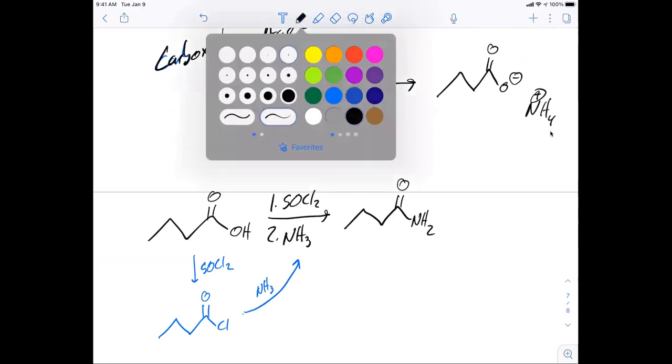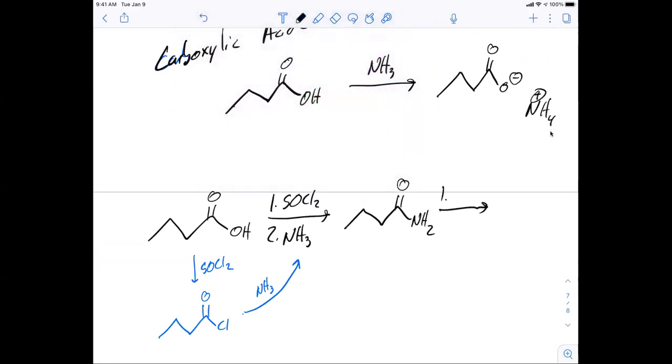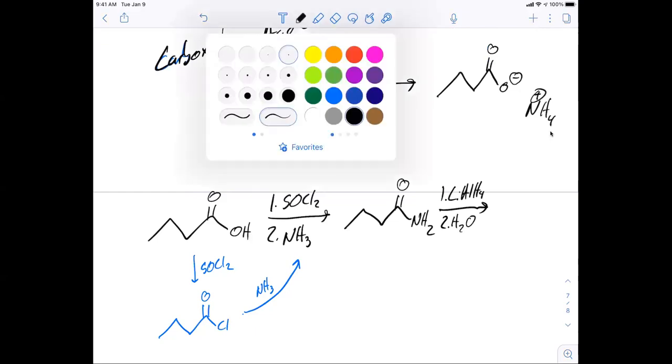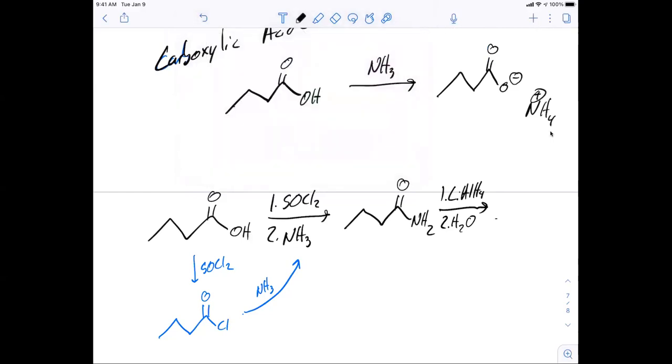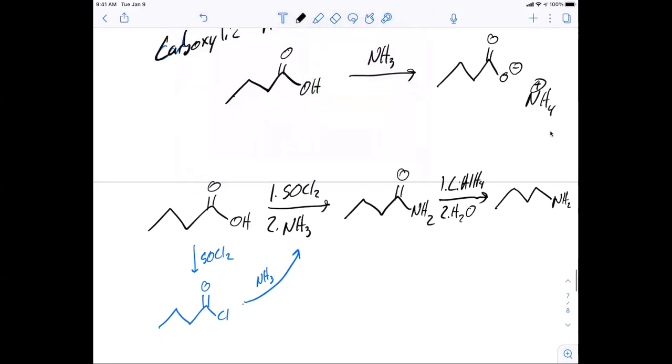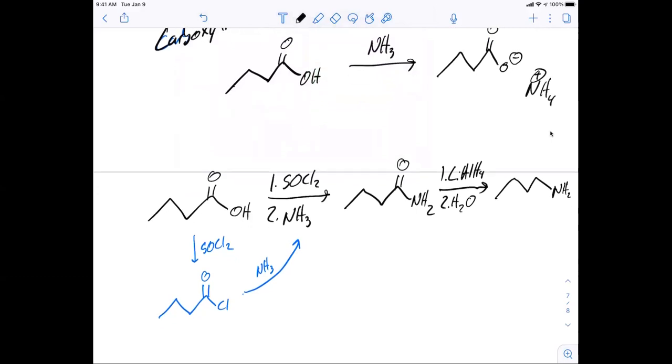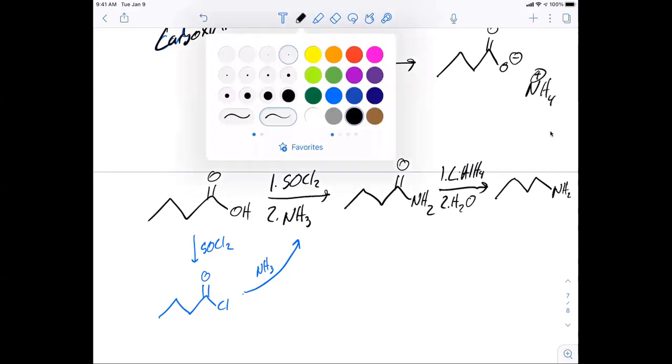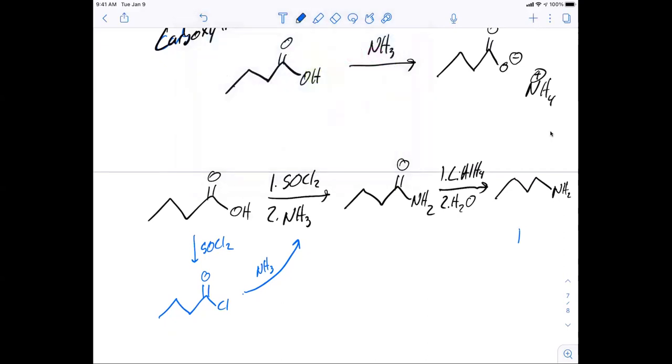and then I can reduce the amide with lithium aluminum hydride and water to make the amine. And again, in this case, right, we're going to make a primary amine.